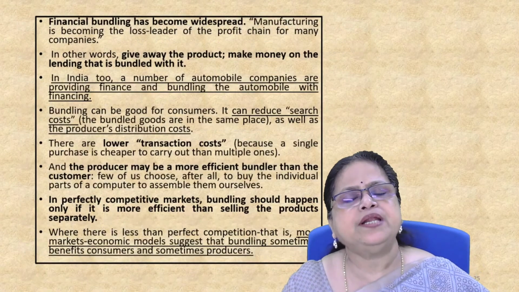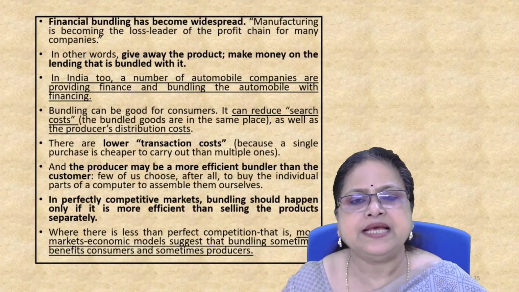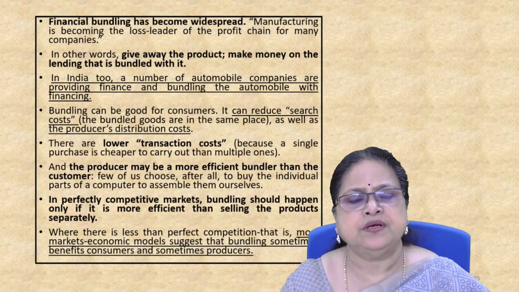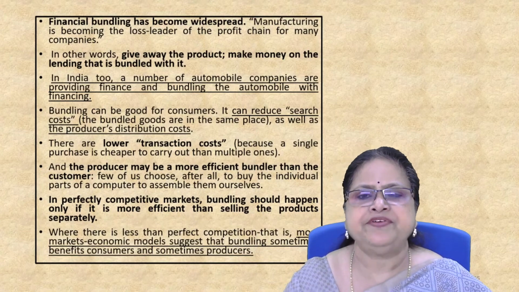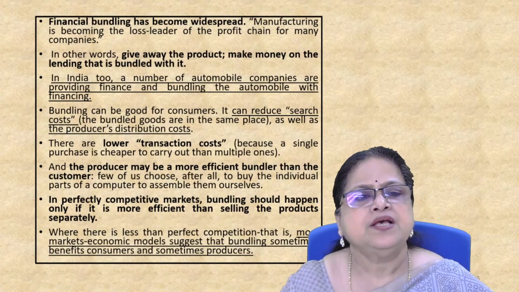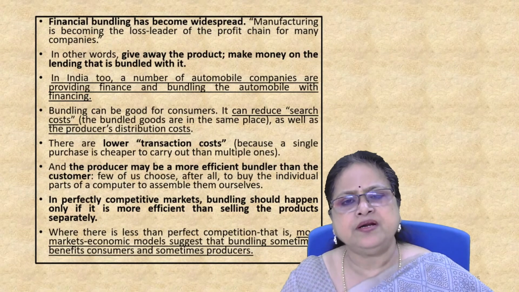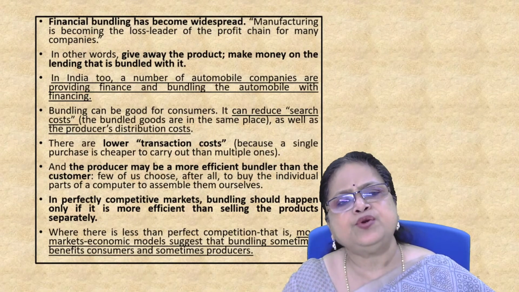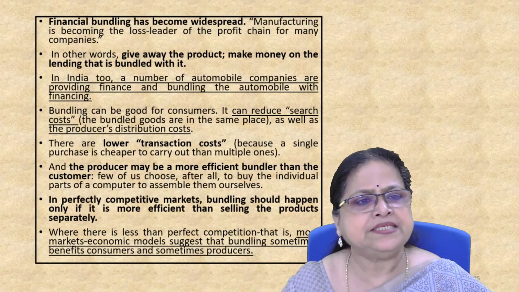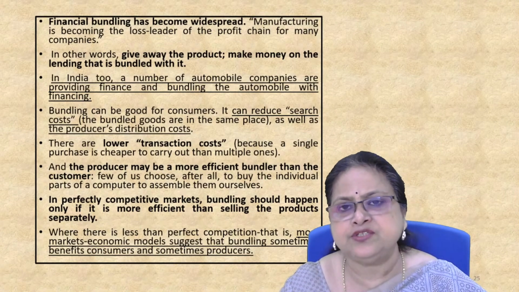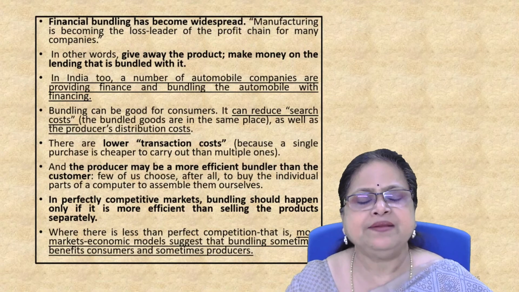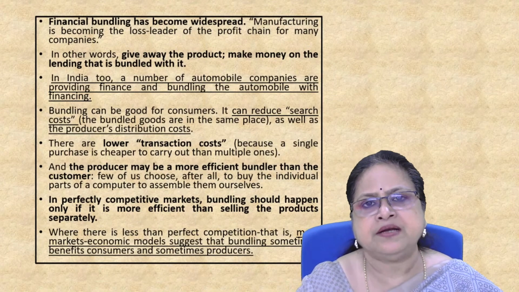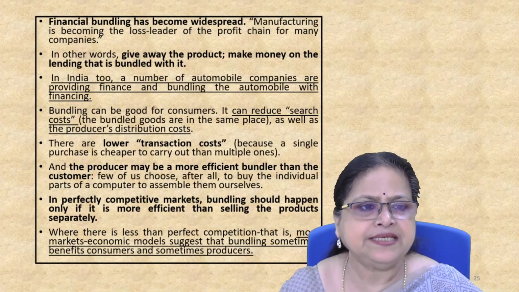Now, financial bundling is also there. Financial bundling has become very widespread. Manufacturing is becoming the loss leader of the profit chain for many companies. In other words, give away the product, make money on the lending that is bundled with it. In India, too, a number of automobile companies are providing finance. This is known as finance bundling. You are buying the car, then the financing is available from the car company. That is known as financial bundling.